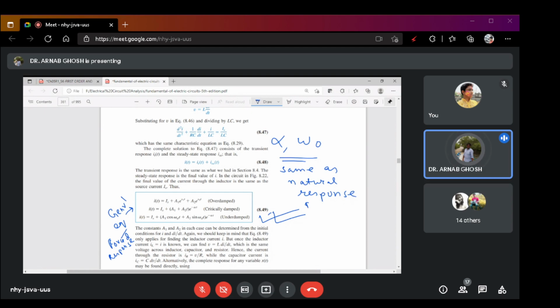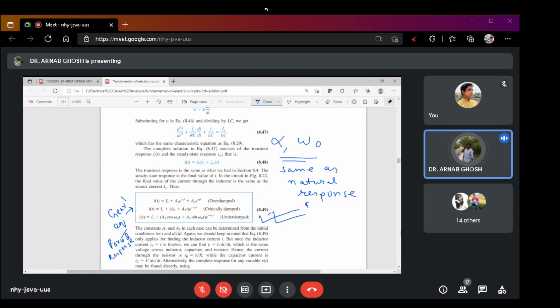Please keep this in mind. If in your exam it comes as a step response, do not get confused. The step response will be the same as the forced response. So see, the same equations, just with the source current as extra. Have you seen the same expressions? Only the source current is extra.